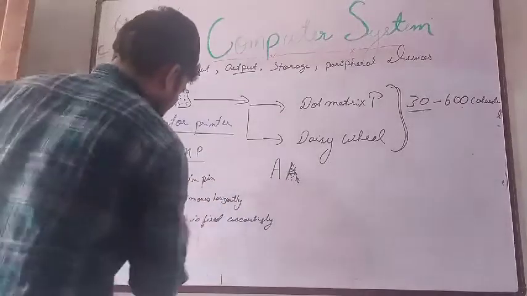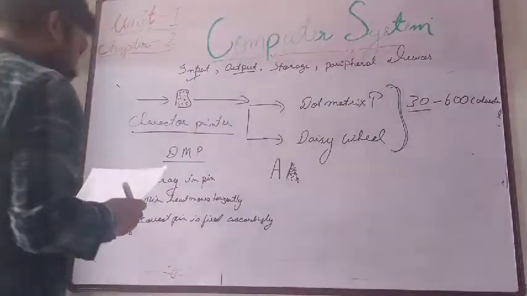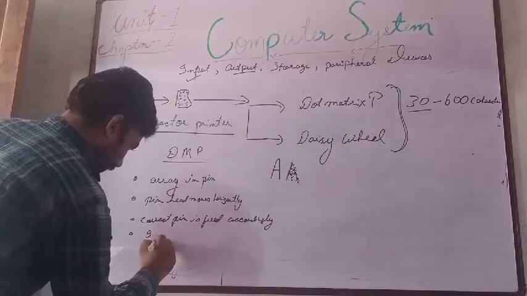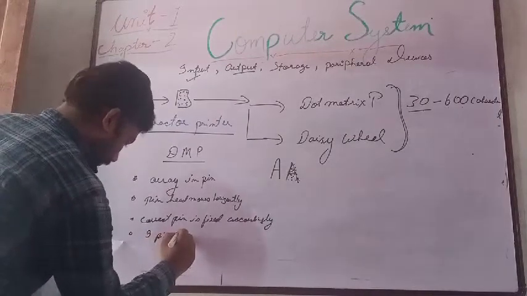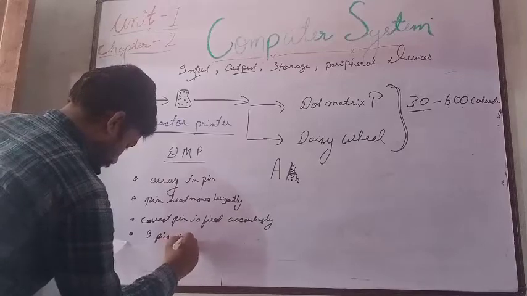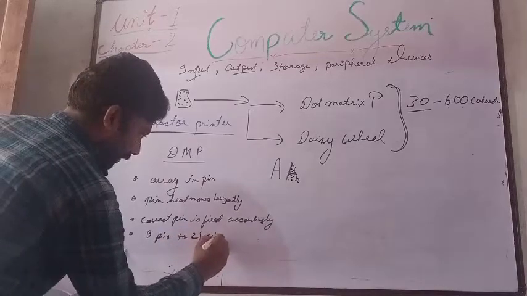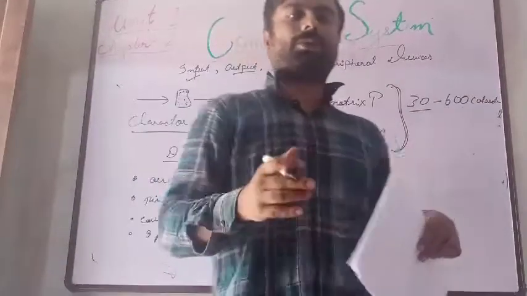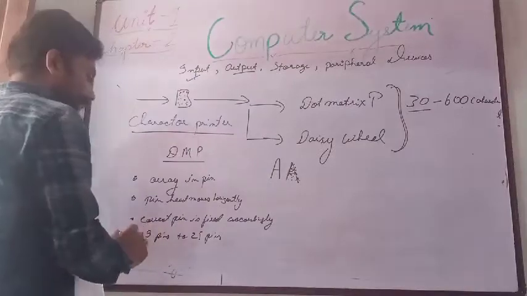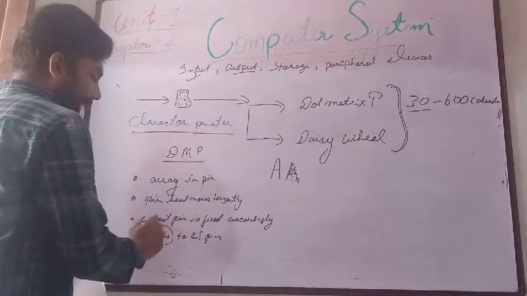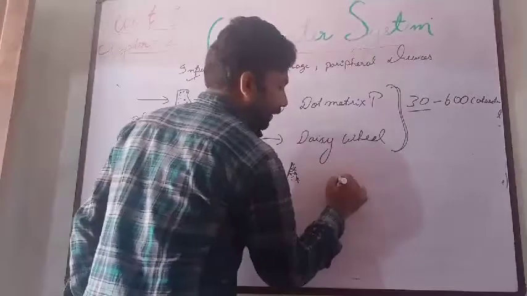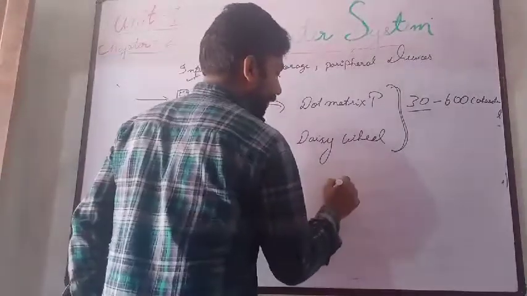Okay, then after, another point, nine pins to 25. There are different types of dot matrix printer also, as you can see. So in the dot matrix printer, it starts from 9 pins to 25 pins. It means that I can write a character A like this also.